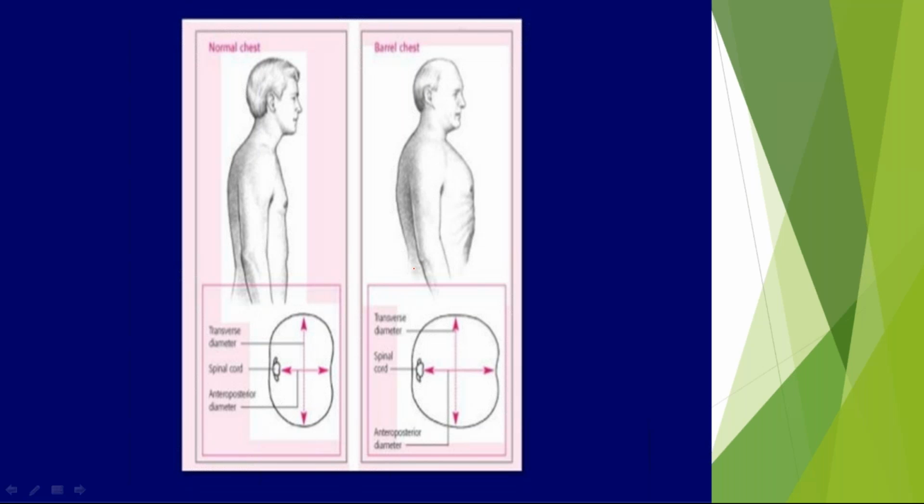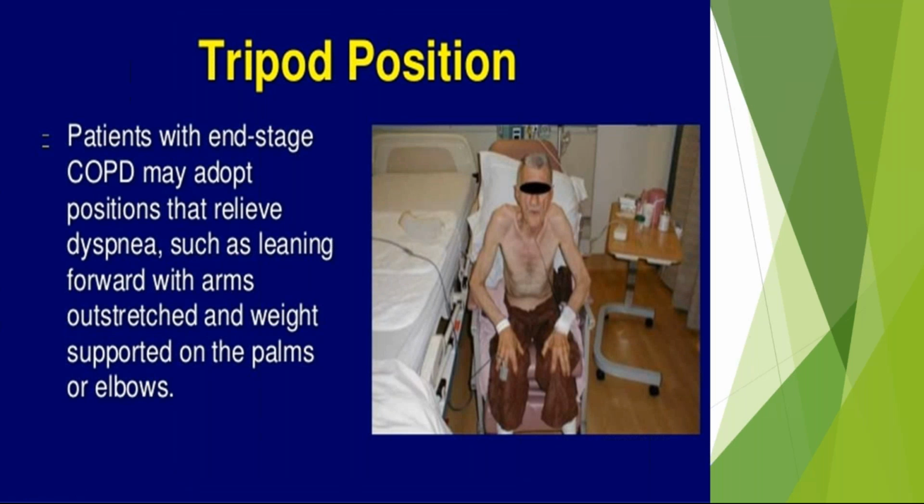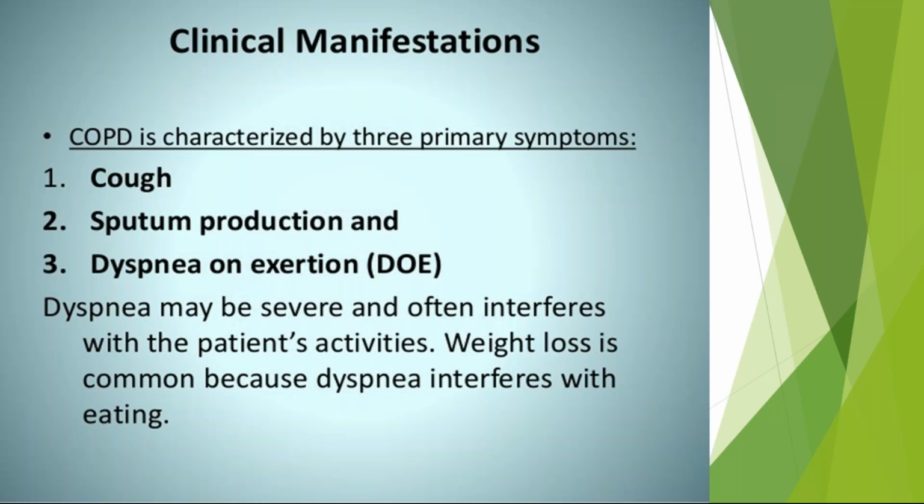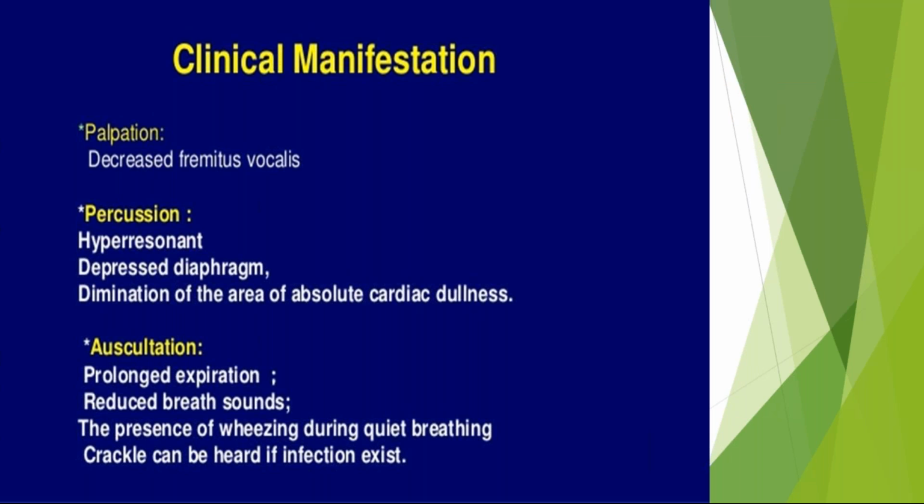Coming to the clinical manifestations, a patient with COPD has three primary symptoms, which are cough, sputum production, and dyspnea on exertion. Sometimes dyspnea may be so severe that it interferes with normal activities. Patients may also have weight loss due to dyspnea, as dyspnea interferes with eating.